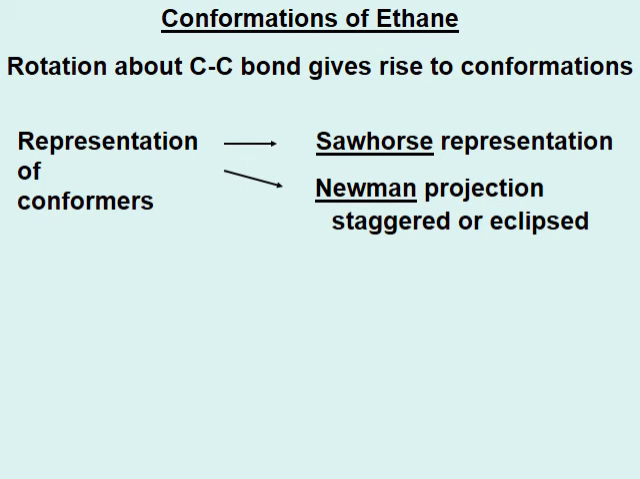Next, we're going to talk about rotation about the carbon-carbon bond, and these are called conformations. There are two ways of representing conformations. One is called the Sawhorse representation. The other one is called the Newman projection. Again, I encourage you to have a molecular model because that would help your understanding.